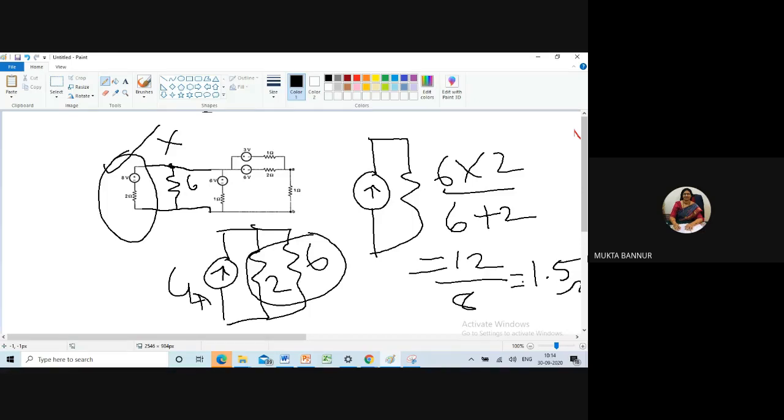Why not? Because this is an 8 volt source and this is a 2 ohm resistor. The potential over here is different. Potential at this point is different. Thus, you cannot consider these two resistors in parallel. You can say they are in parallel only when the potential across both the resistors is the same.